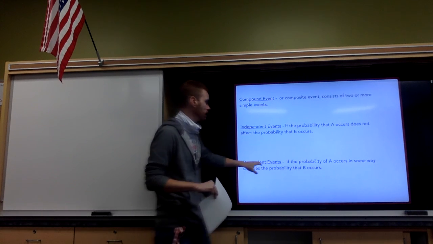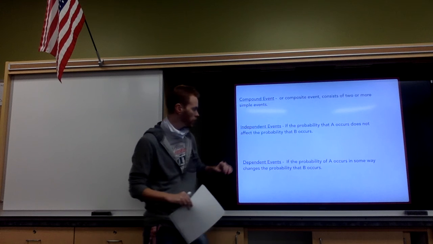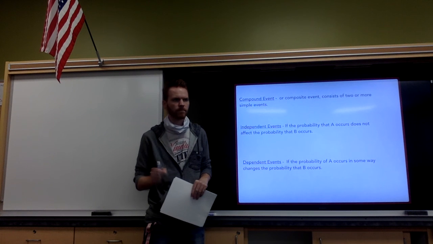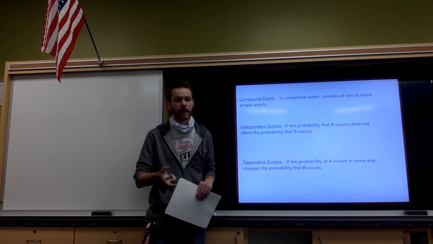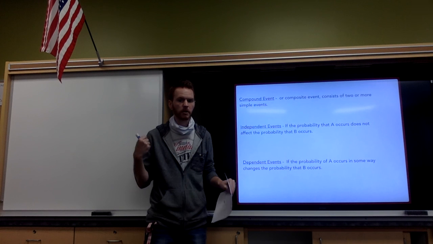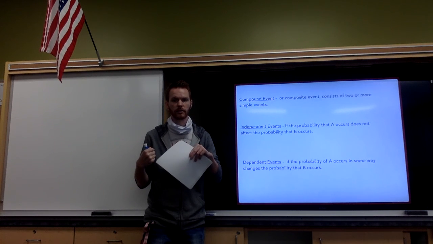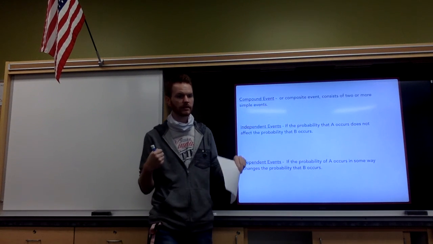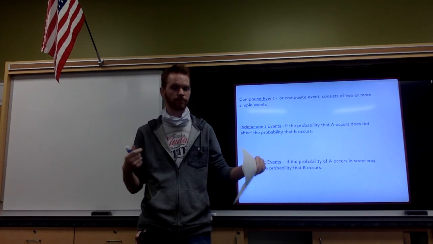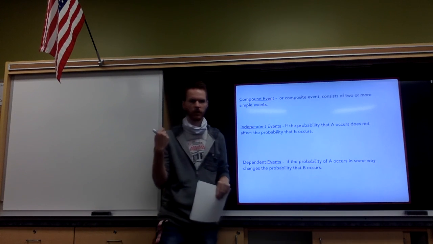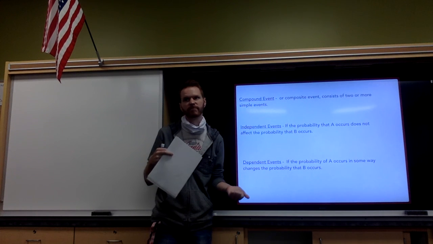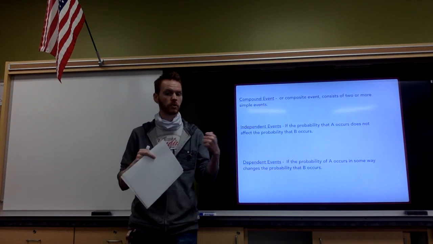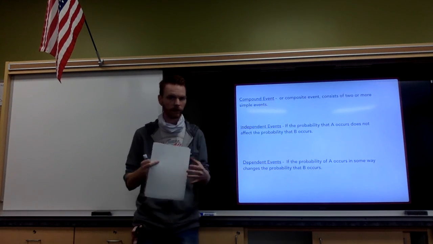And then dependent means the probability of A occurring in some way changes the probability that B will occur. What does that mean? Well, let's think of it this way. If I draw a card out of a standard 52 deck of cards, I don't put it back, and I draw another card out of the deck, now I have less to choose from, right? I have 51 cards left to choose from. So that's going to affect the odds of me selecting my next card. For instance, if I drew a king the first time, what are the odds of me drawing a 10? If I still kept the king out of the deck, I've got less to choose from, so the odds will change a little bit. So they affect each other.